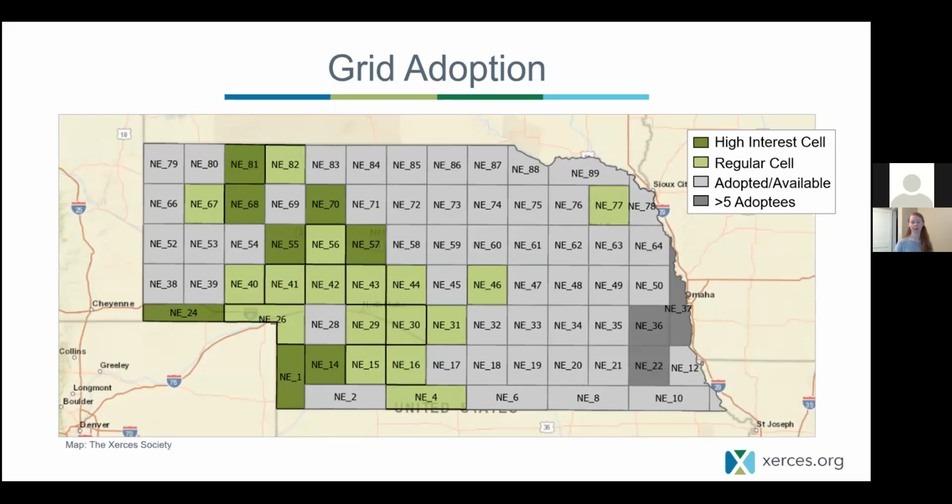And as people sign up to volunteer for the project, they adopt a grid cell. So they select an area in the state and say, hey, I'm going to go monitor in this area. So that it allows us to spread out. And so the dark gray areas on here are areas where more than 5 volunteers are surveying. And so once that happens, we sort of shut the cell off to encourage people to go out to other places in the state.